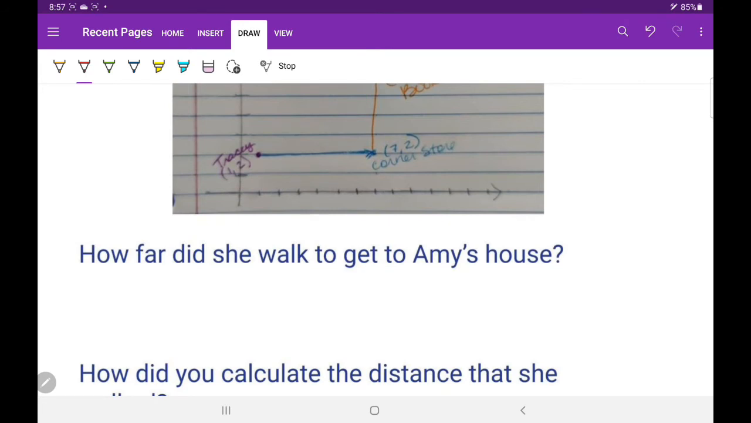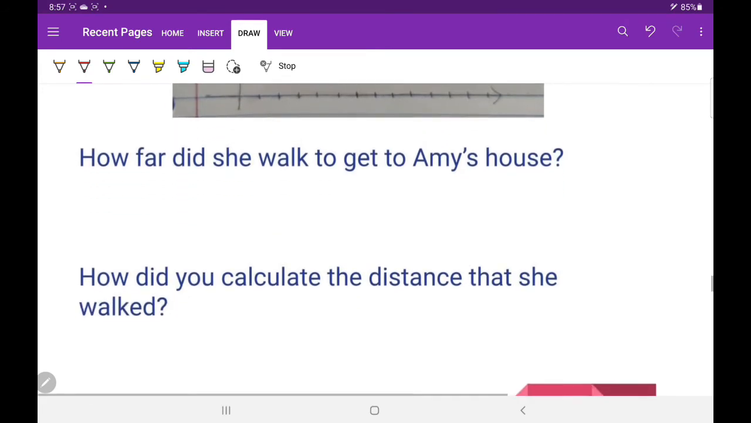So she went from her house to the corner store on the x-axis, and we know she started at 1 and she went to 7. Remember earlier when we talked about finding the distance on a line, we could do the end point. She went to 7. Where did she start? 1. So she walked 6 units sideways, 6 units this way.